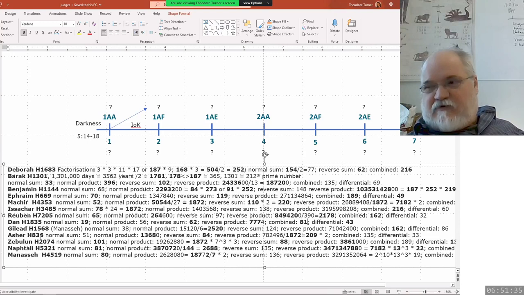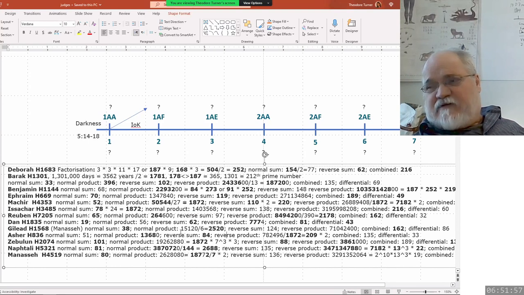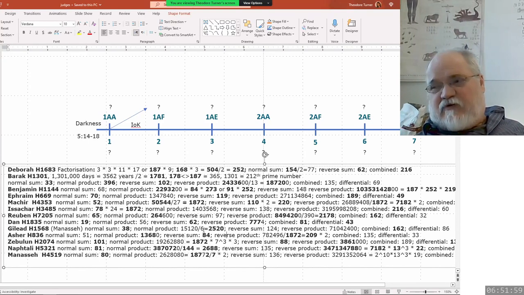Now, Asher, okay, so then we got Gilead. So the normal sum there is 38. So 38 can be a symbol that we've used. So I probably should mark it, though. When we're looking at these symbols, I'm looking at how they relate to this line. Now, the normal product is a number that's divisible by six to be 2520. So 2520 by six is this normal product.